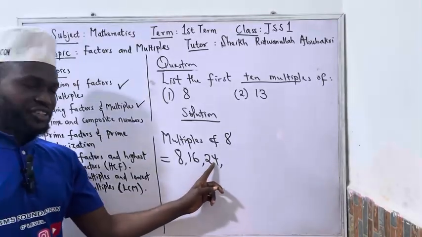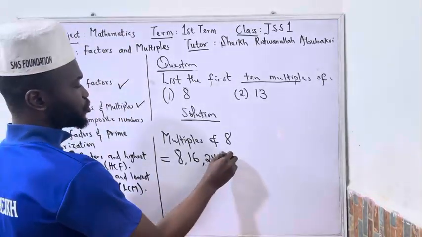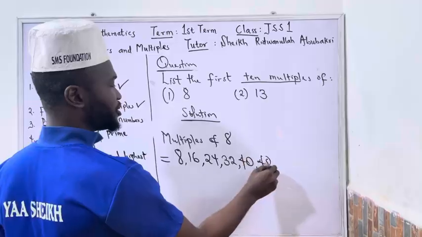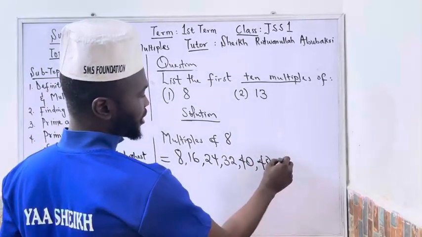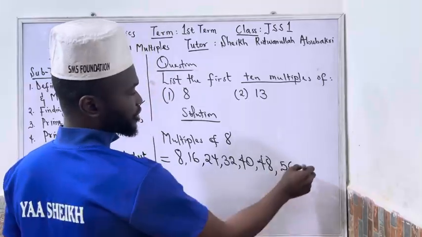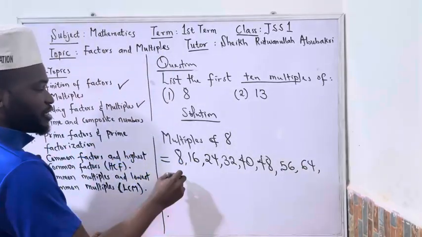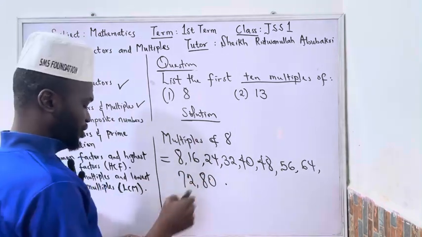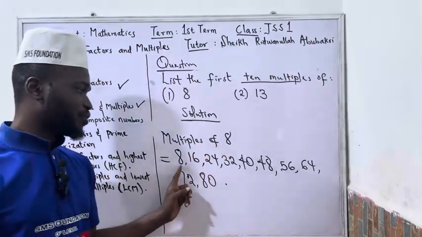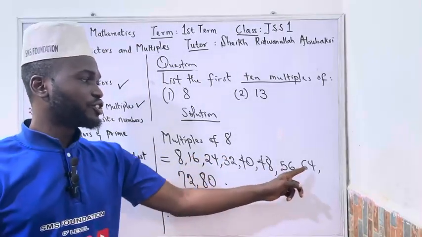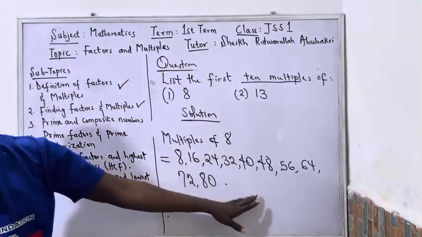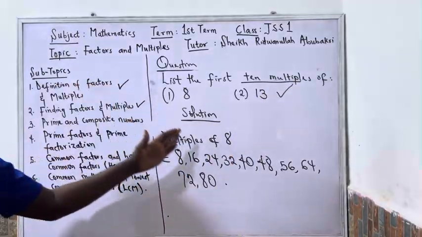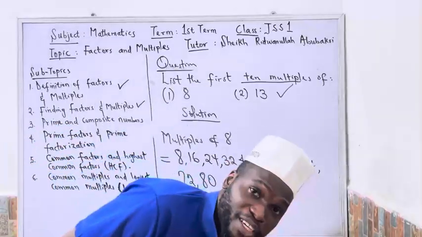Okay? So this plus another 8, that will give me 32. If you add another 8, you have 40. Add another 8, you have 48. Add another 8, you have 56. Add another 8, you have 64. If you add another 8, you have 72. If you add another 8, you have 80. So this is the stopping point. If you count, this must be 10. 1, 2, 3, 4, 5, 6, 7, 8, 9, 10. So these are the first 10 multiples of 8. I want to leave the second one for you to do as a learner. So you can do the second one and drop your answer in the comment section.